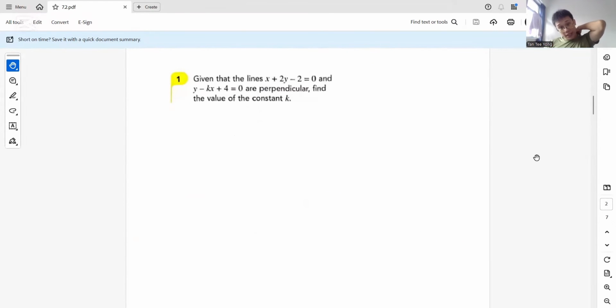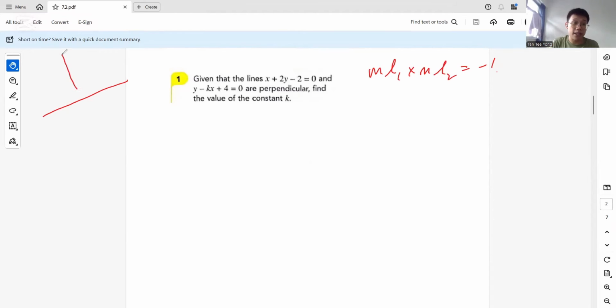Given that the lines x plus 2y minus 2 equals 0 and y minus kx plus 4 equals 0 are perpendicular, find the value of constant k. First things first, because they are perpendicular, we are going to make use of the relationship: gradient of L1 times gradient of L2 equals -1.